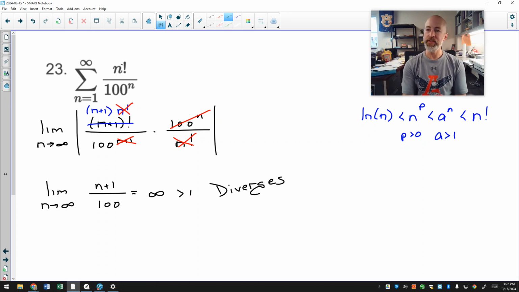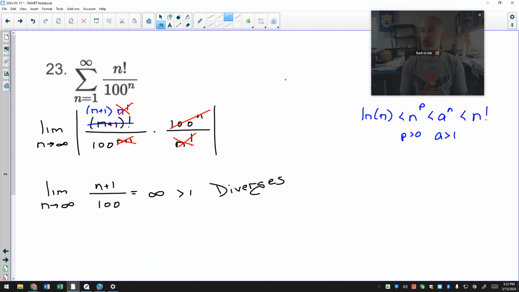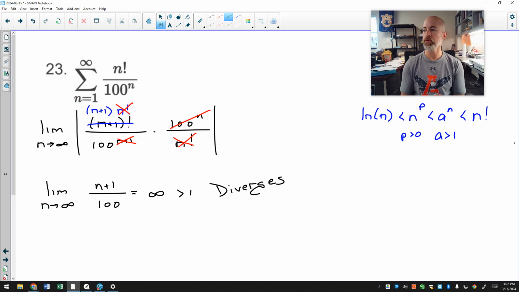And so I'm looking at this guy, n factorial. While 100 to the n is a pretty powerful exponential function, that factorial is still greater than that. So if you wanted to apply the nth term test to this one, the limit as n goes to infinity of n factorial over 100 to the n power, that's going to blow up. That is a very top-heavy function. That is not equal to 0. Therefore, this is going to diverge by the nth term test.